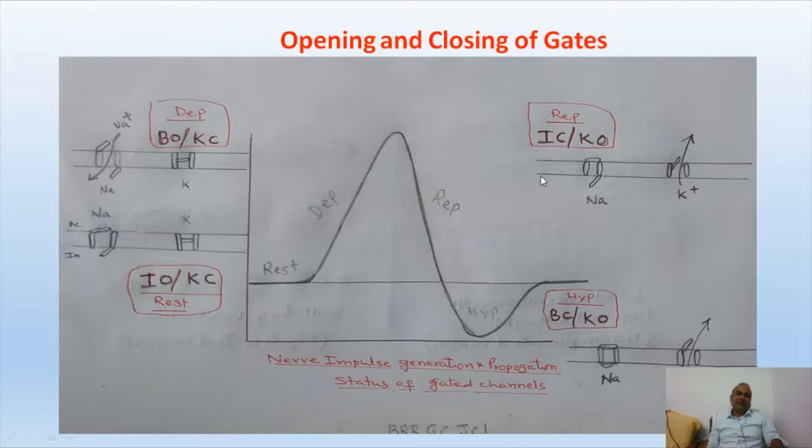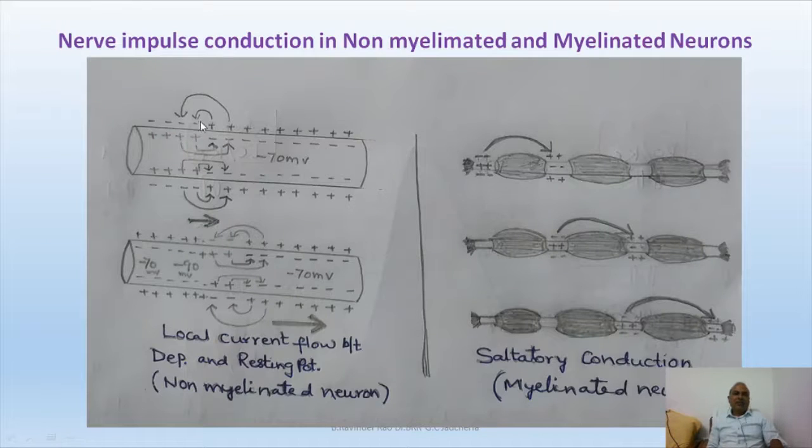That is correct. Right. And now you see nerve impulse conduction in non-myelinated neurons and myelinated neurons. In non-myelinated neurons, local current flows between the resting potential and depolarization state. This is depolarization, this is resting potential.